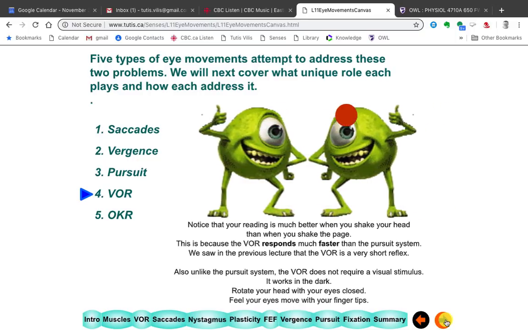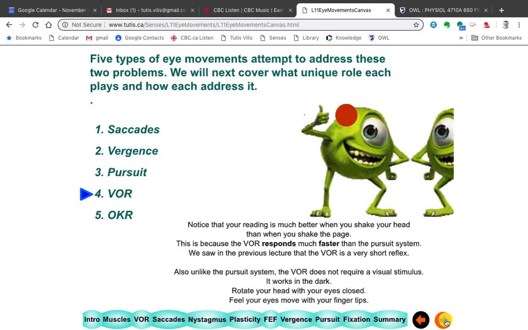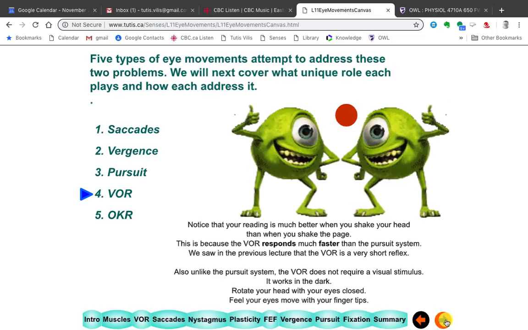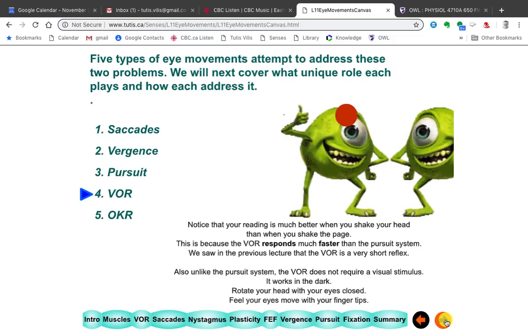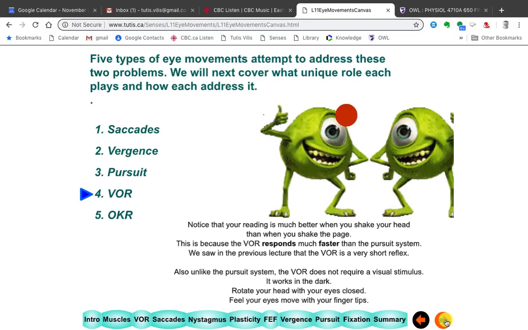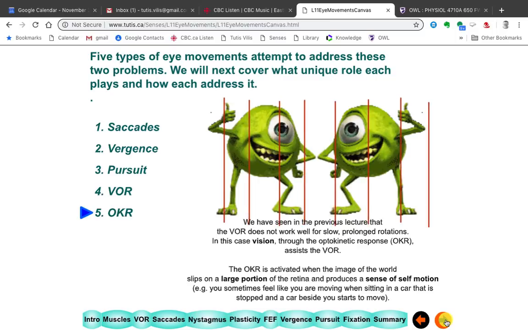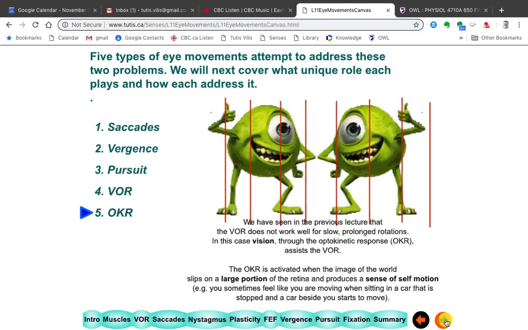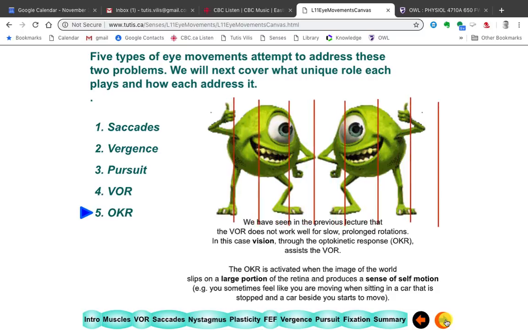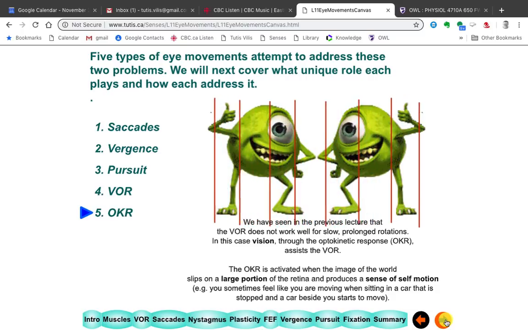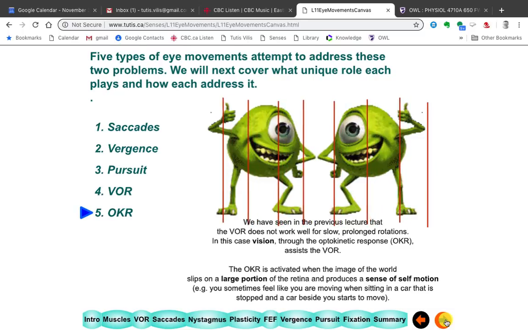And that's nystagmus, something that I think we might cover later today. And usually this optokinetic system is related to that sense of self-motion that I mentioned many times already during the course.